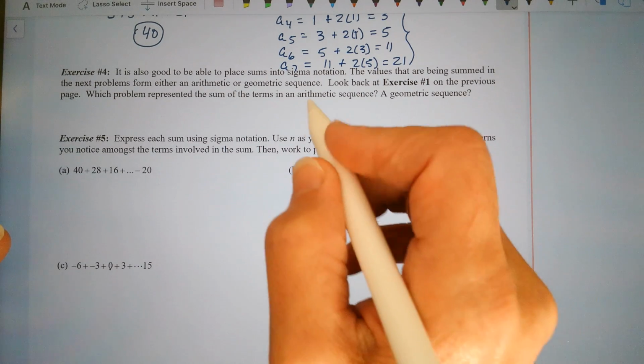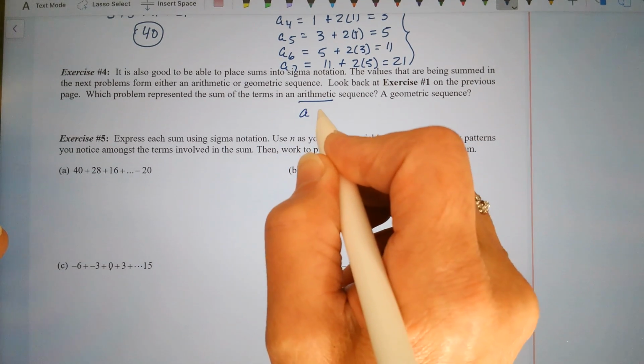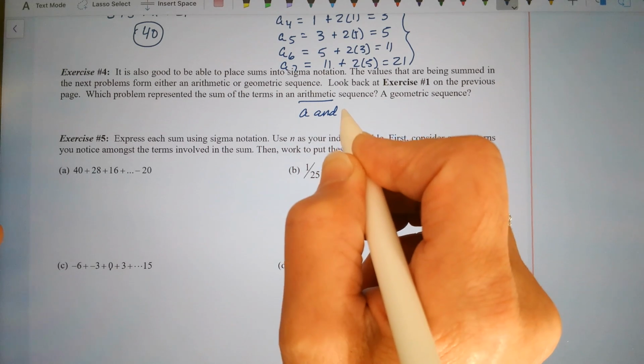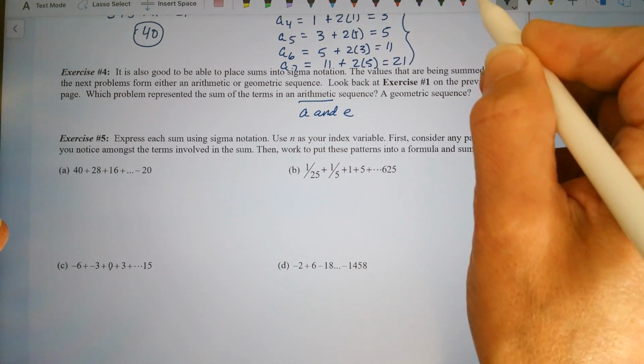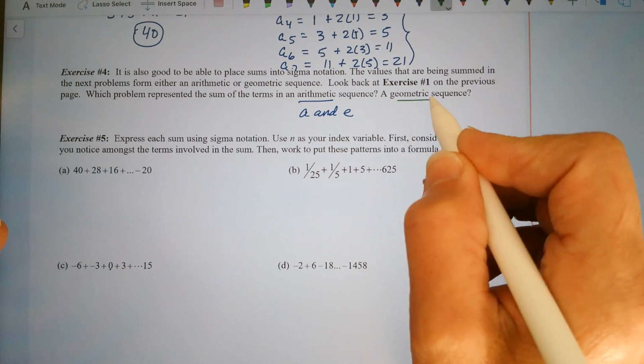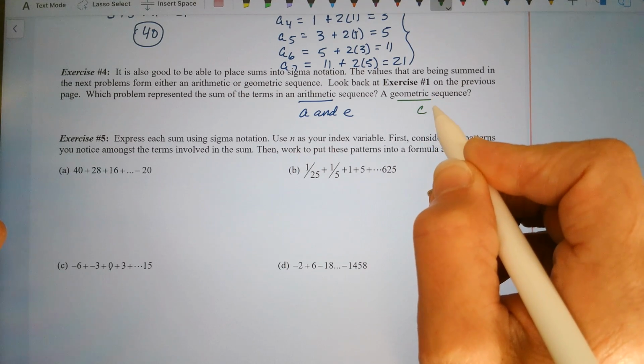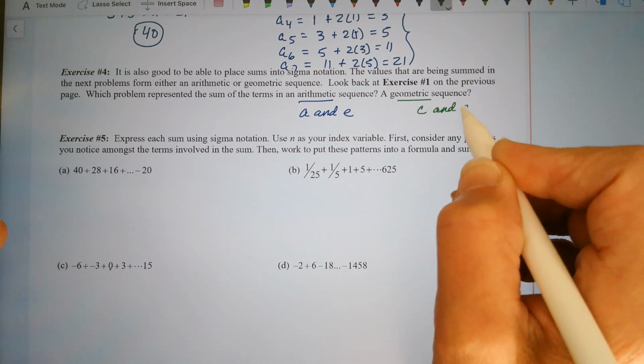So arithmetic are A and E, and geometric C and D.